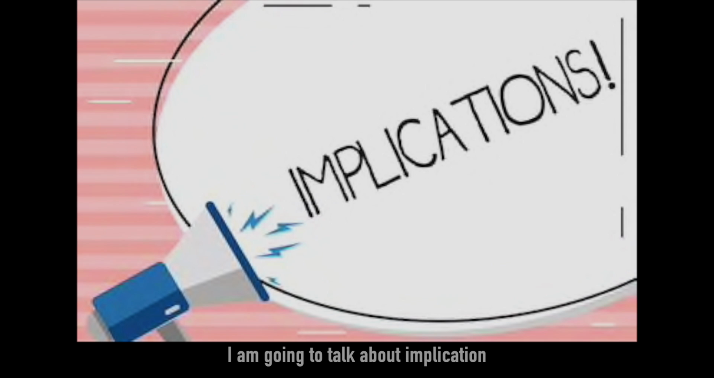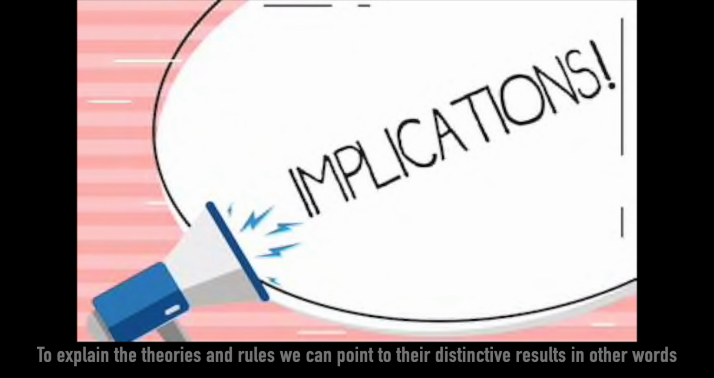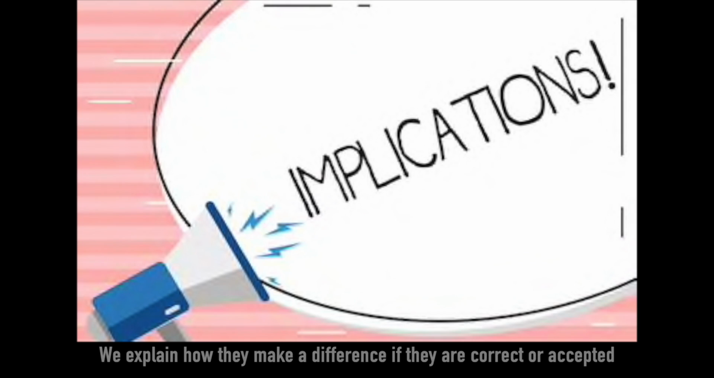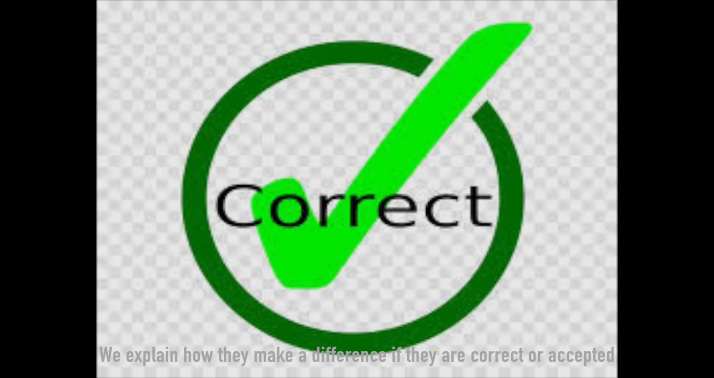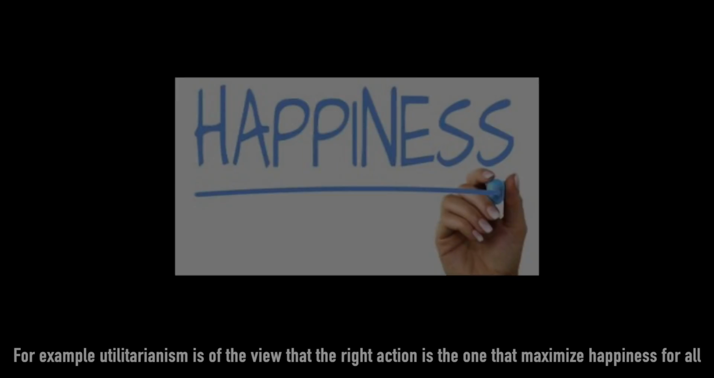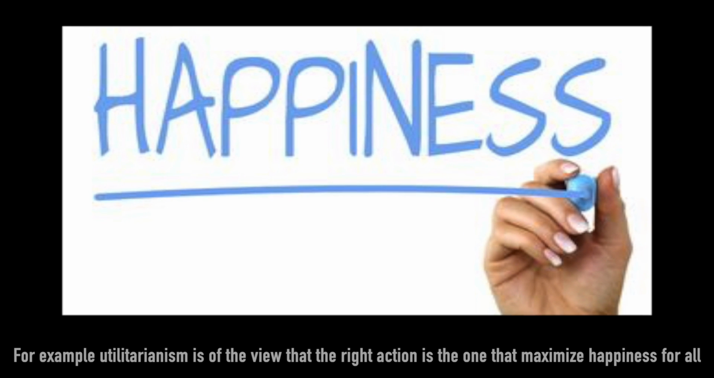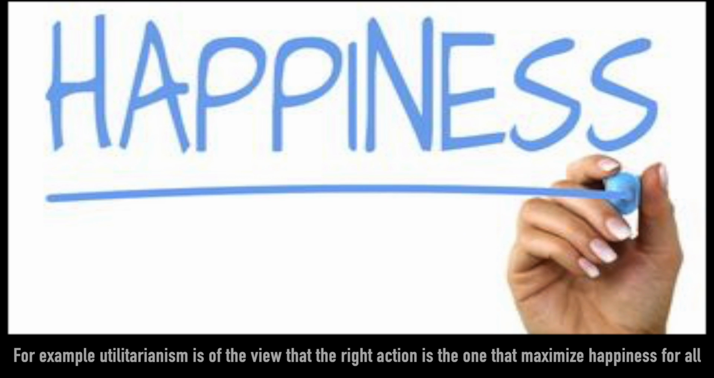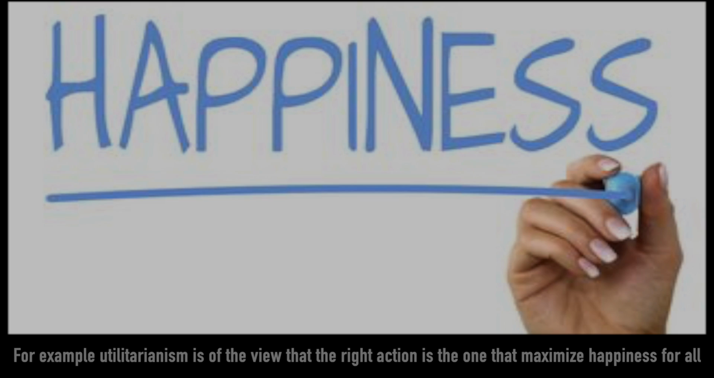Hi, my name is Akosia. I'm going to talk about implication. To explain the theories and rules, we can point to their distinctive results. In other words, we can explain how they make a difference if they are correct or accepted. For example, utilitarianism is of the view that the right action is the one that maximizes happiness for all.